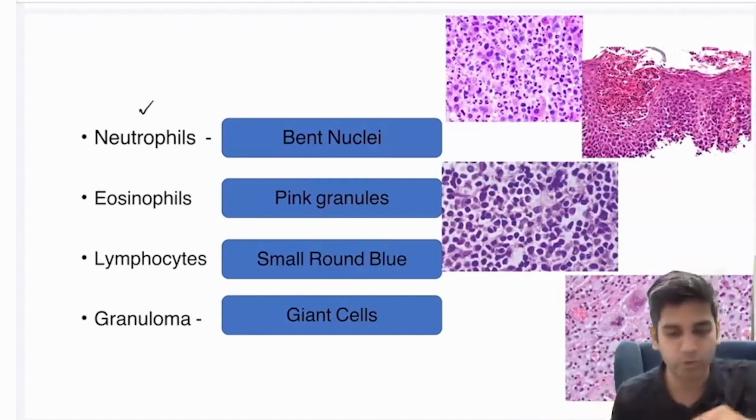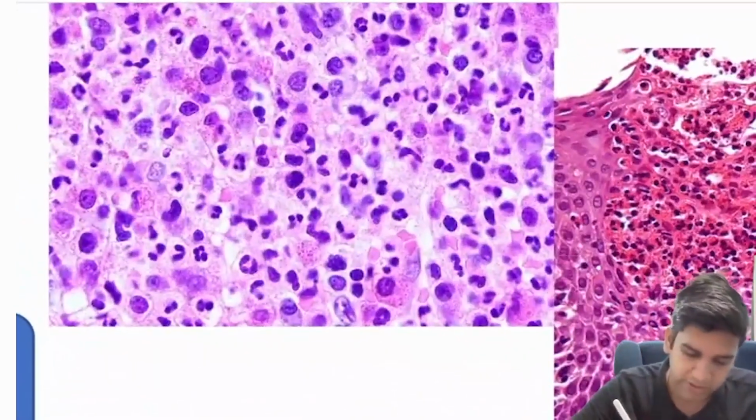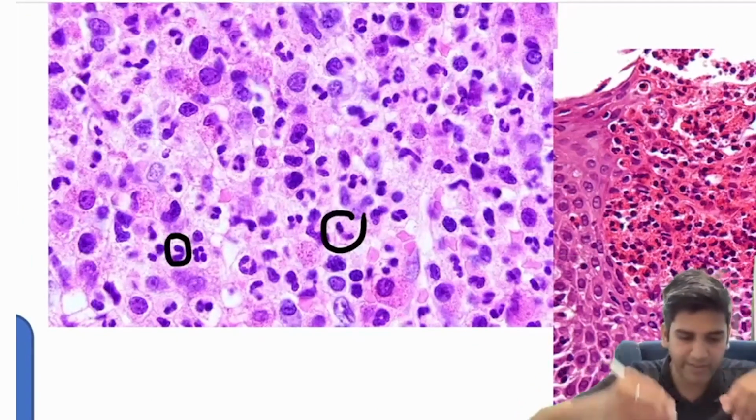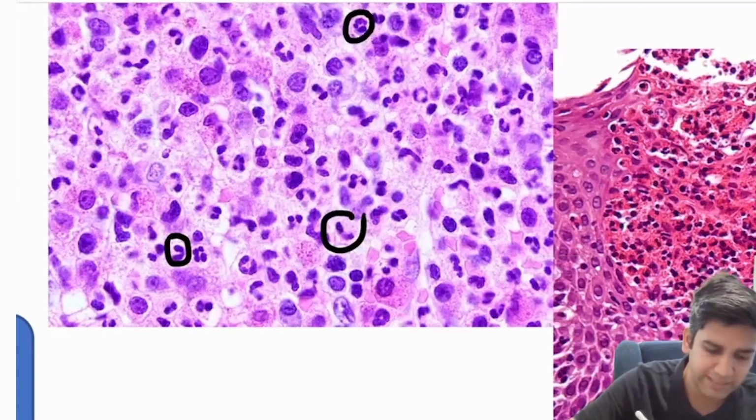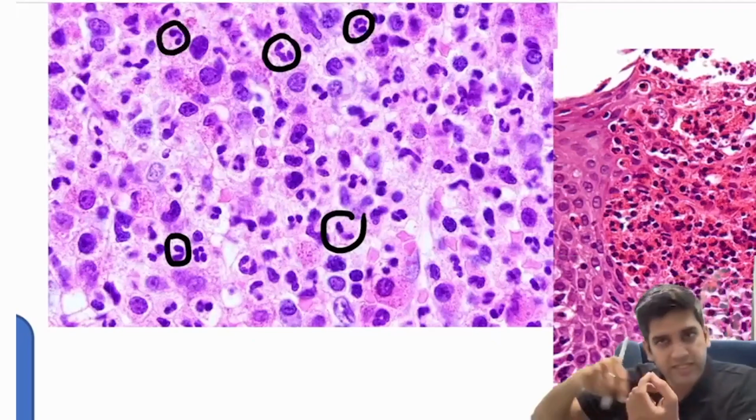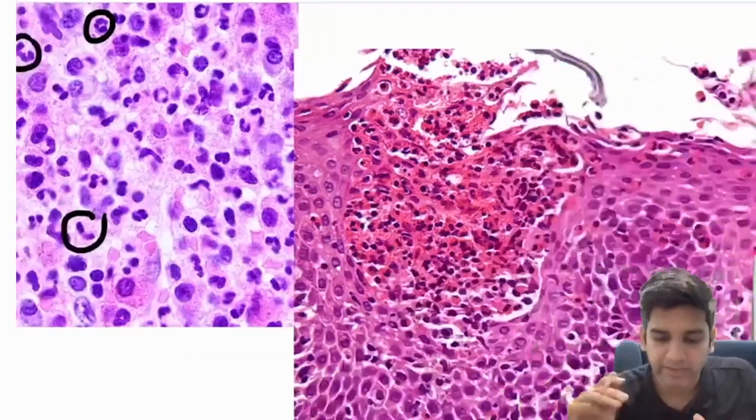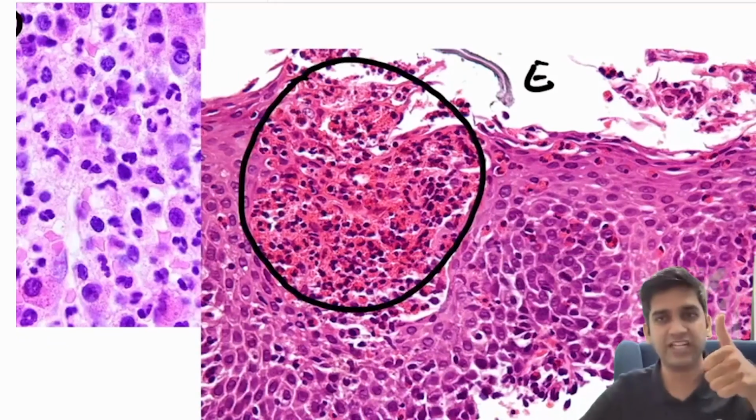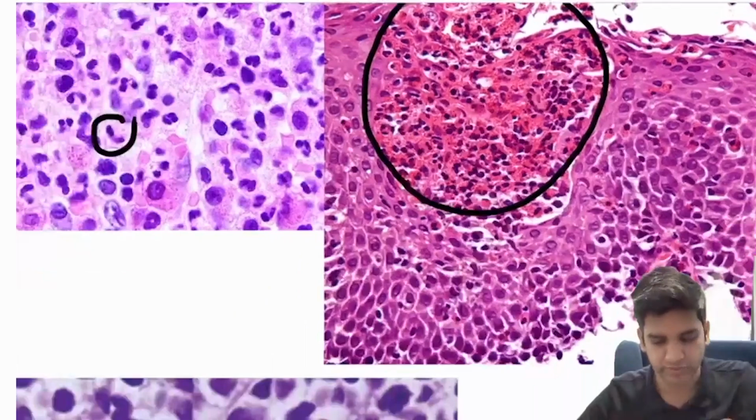Neutrophils will have bent nuclei. I'll zoom this image. Can I call this a bent nucleus? Obviously I can, right? I'm not calling it lobes exactly, it's just a bent nucleus. If the nucleus is bent, it's a neutrophil. If it has pink-colored cytoplasm, it's an eosinophil. Anything allergic, anything parasitic, think about eosinophil, right?